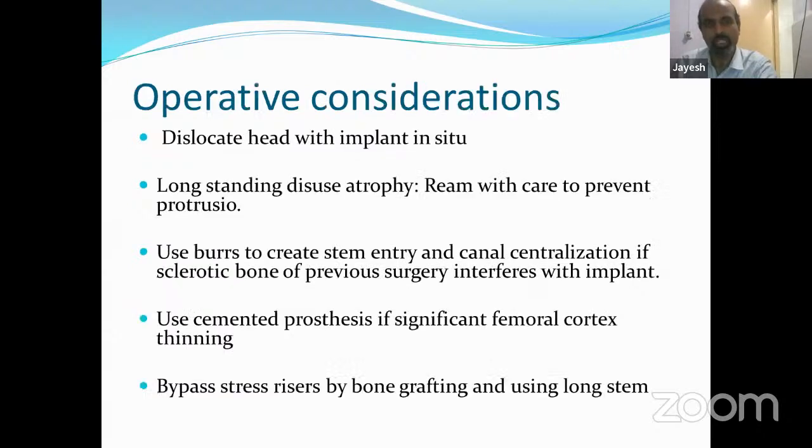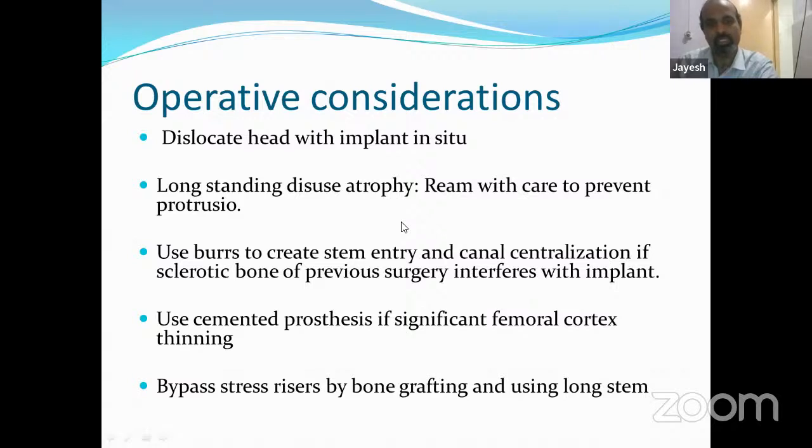Other operative considerations: we have to dislocate the head with the implant in situ, otherwise there is a chance that you might fracture through the holes of the implants. If there is long-standing disuse atrophy, you have to ream with care to prevent protrusion on the acetabular side. Use a burr to create the stem entry and canal centralization if there is sclerotic bone from the previous surgery, if it comes in between your implant positioning. Use a cemented prosthesis if there is a significant femoral cortex problem, because an uncemented prosthesis sometimes can cause a blowout and a periprosthetic fracture.